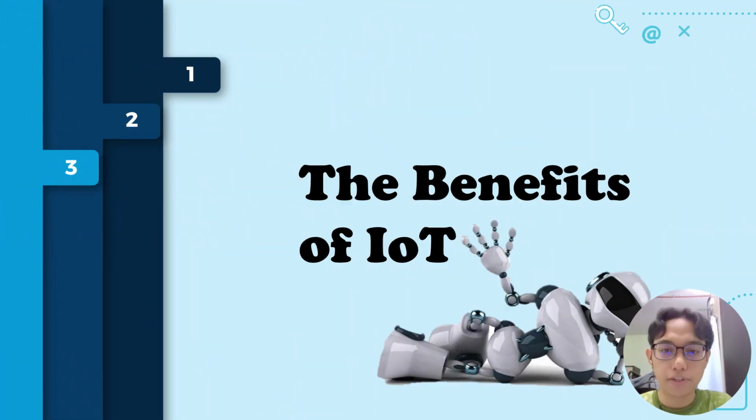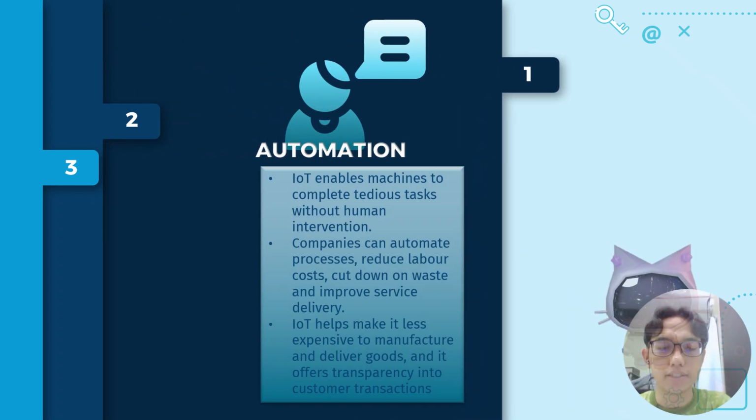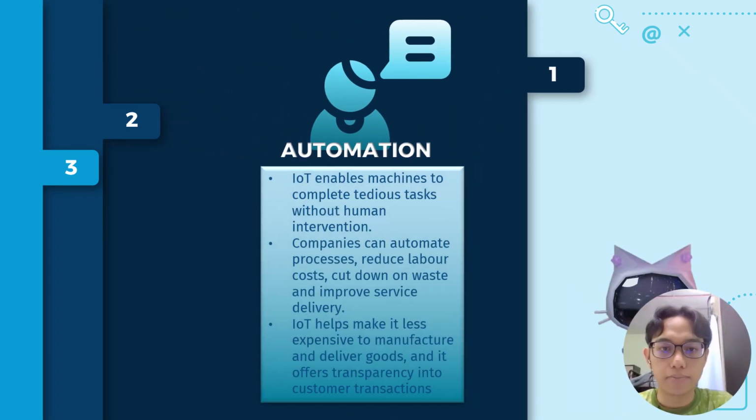Alright, so moving on, let's go to the many benefits of Internet of Things. Here are some of them. First, automation. Internet of Things enables machines to complete tedious tasks without human intervention. Companies can automate processes, reduce labor costs, cut down on waste, and improve service delivery. For example, IoT helps make it less expensive to manufacture and deliver goods, and it offers transparency into customer transactions.